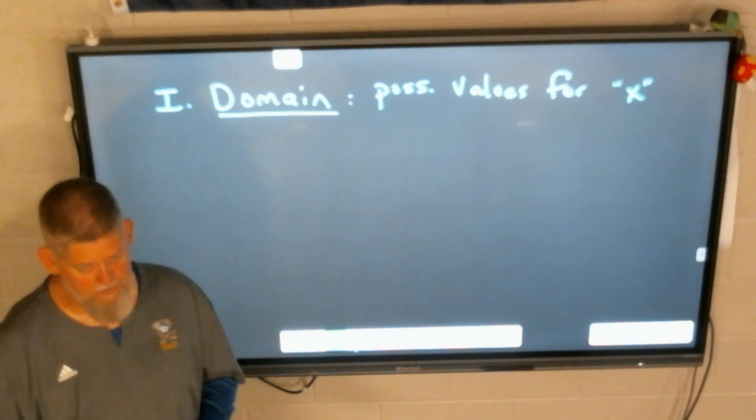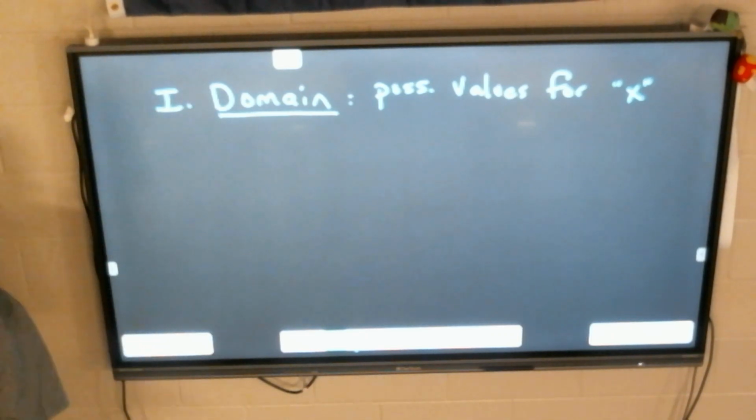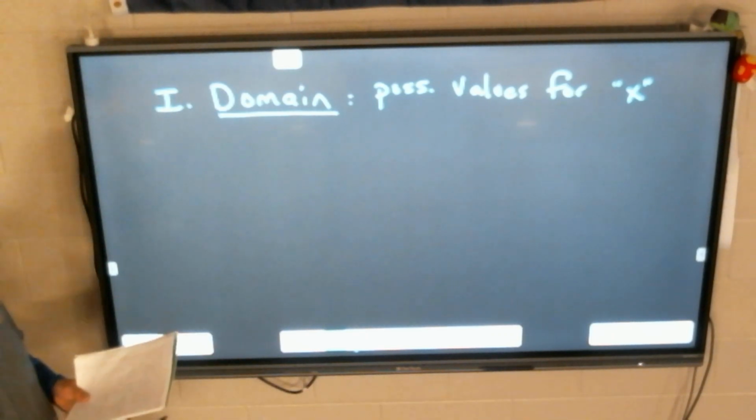Yeah, that's it, right? 0, 1, 2, 3, 6. All right. So what goes into a function is by definition the domain. Now it's our job in math to figure out what the domain is.